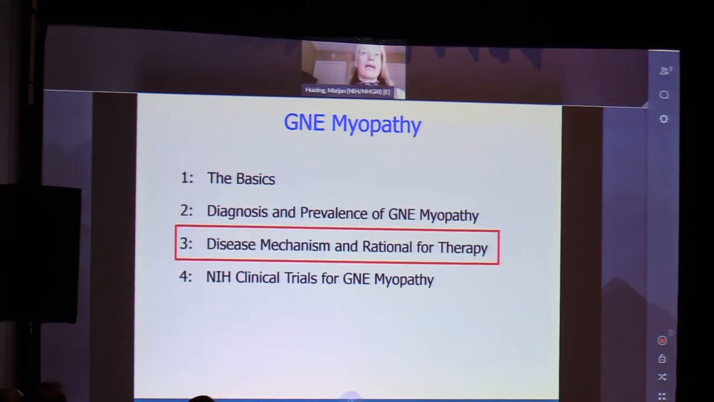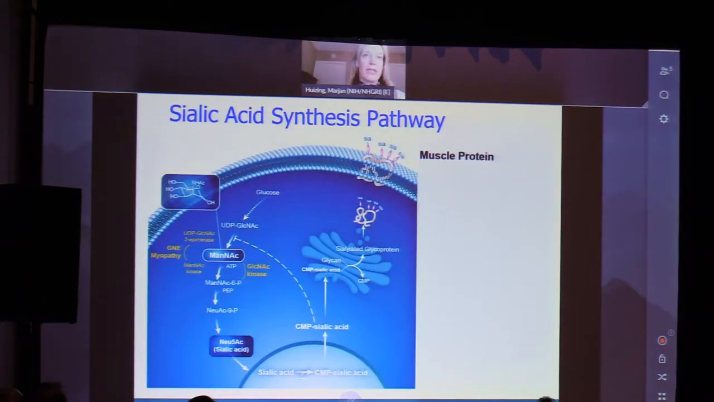Okay, then I'll get onto the disease mechanism and rationale for therapy. GNE myopathy is caused by mutations in the GNE gene, which occur in the sialic acid synthesis pathway, where the ManNAc sign is. You see GNE there. The sialic acid synthesis pathway basically starts with glucose in the cell. It undergoes several steps and can become UDP-GlcNAc. This is converted to ManNAc, to ManNAc-6-phosphate, and then eventually becomes sialic acid at the bottom left in the figure.